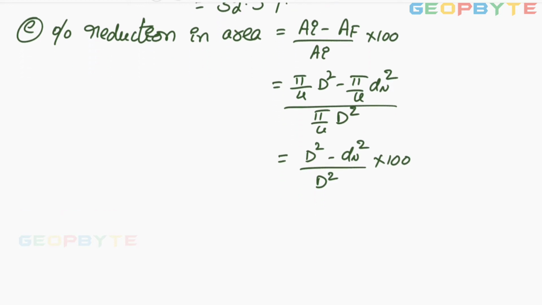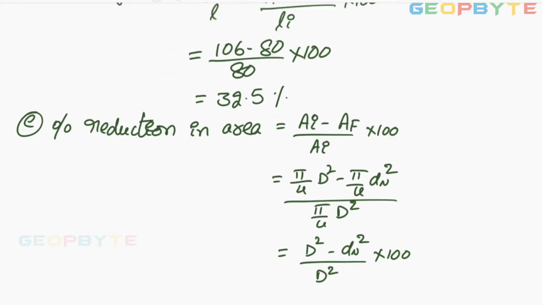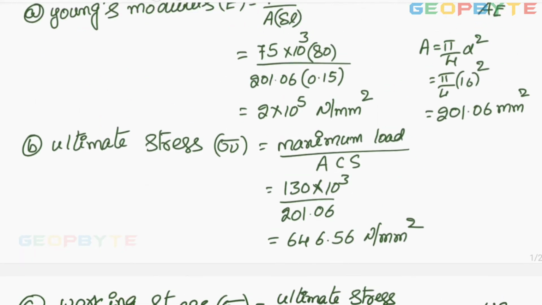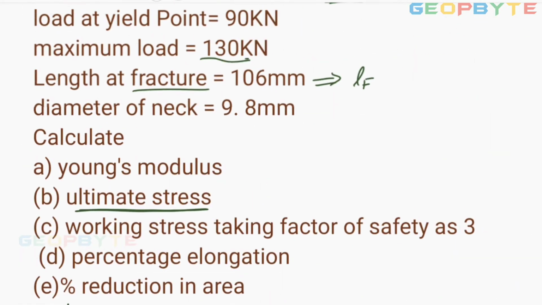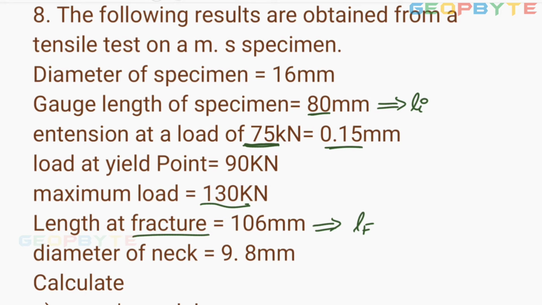Here, look at the original diameter. The diameter of the specimen is the original diameter, 16 mm. This is the initial diameter, capital D. The diameter at the neck is the neck diameter D_f. Neck diameter is 9.8 mm, original diameter 16 mm.